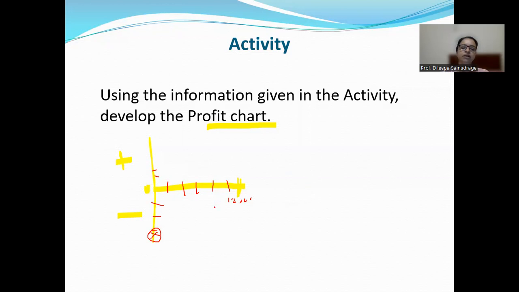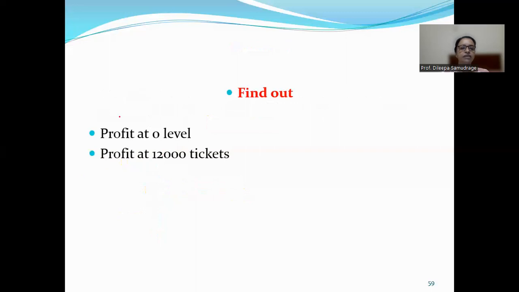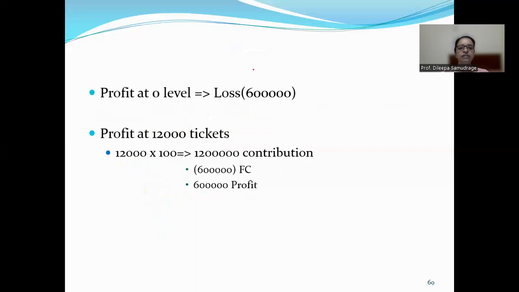So what is the amount at 12,000 level? Profit is equal to how much? There is one answer: 600,000. Others also got the 600,000. So profit at zero level, the loss is 600,000.